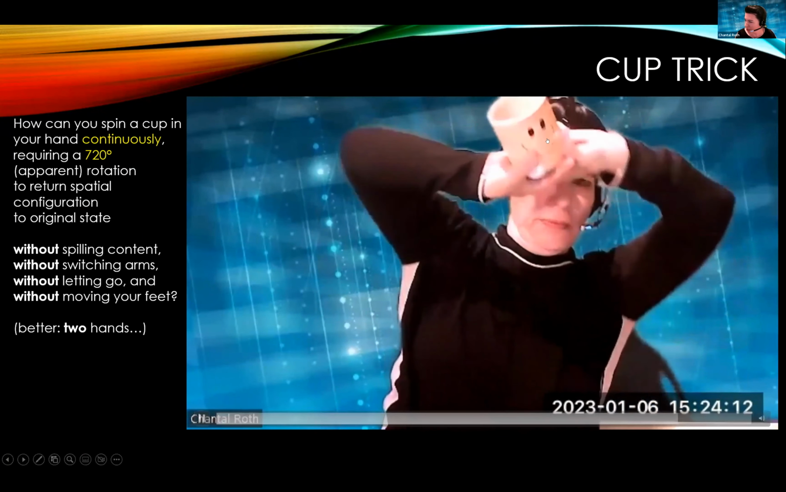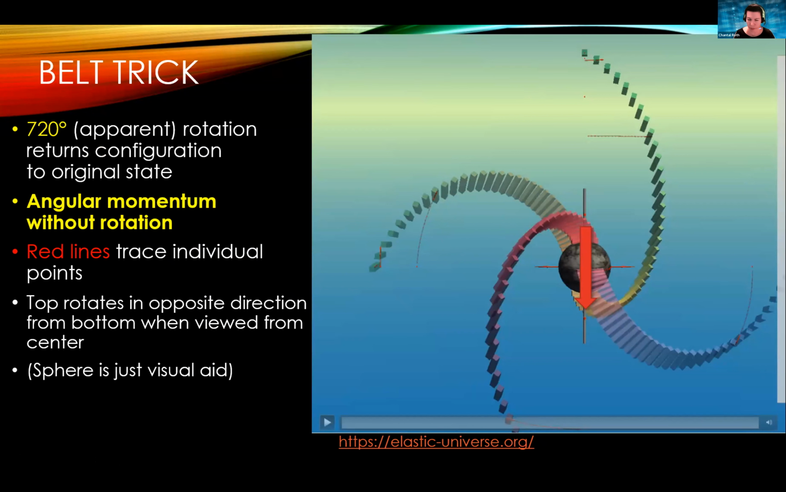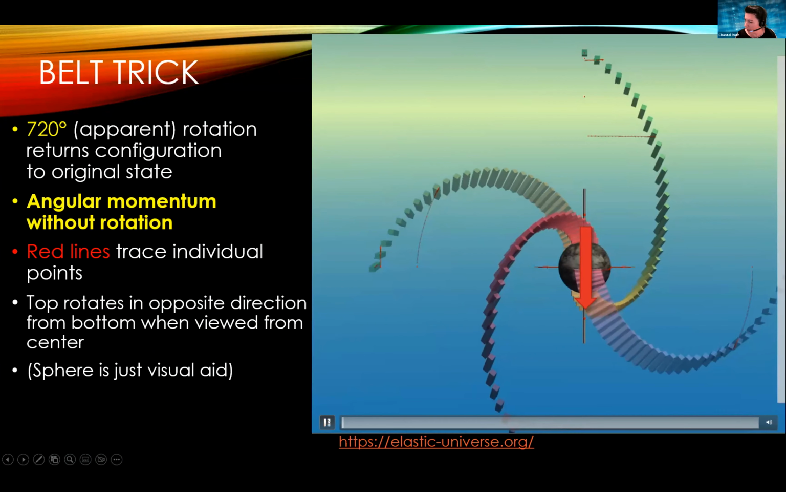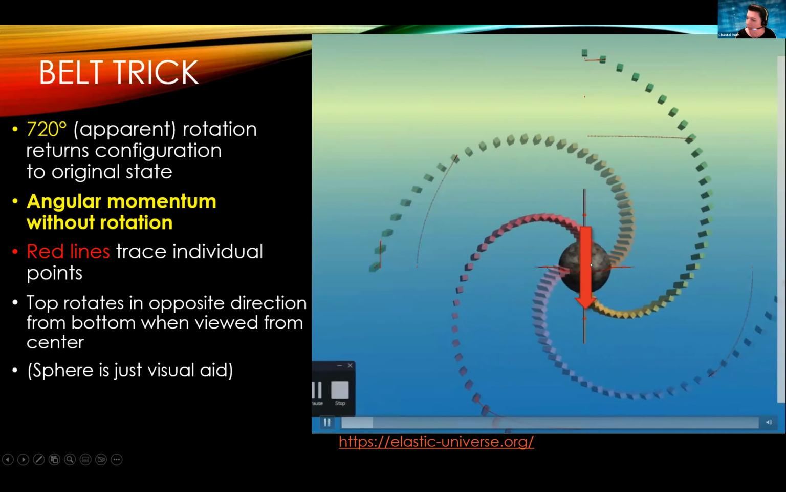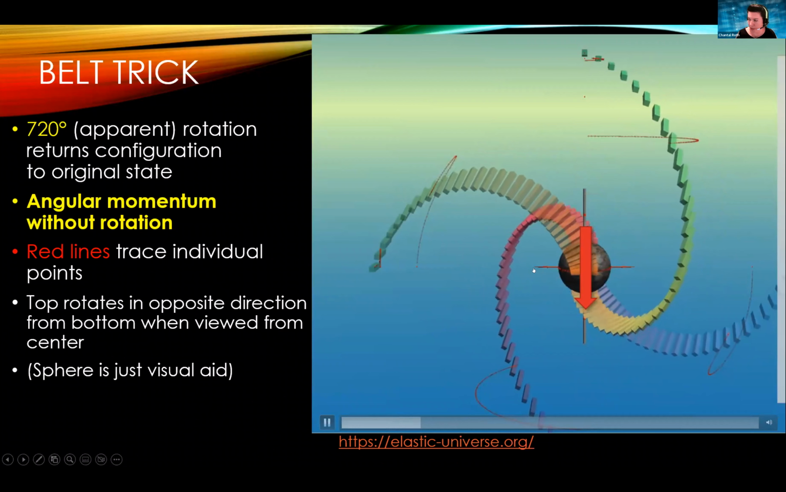Now, of course, we can do this also with a computer program. In this case, I've replaced the cup with a sphere, and this is just a visual aid, okay? This is not indicating any particle or anything. It's just indicating where the center is. Now, let's take a look at this real quick, and you can see again, it takes two rotations of the sphere to get back to the starting configuration.